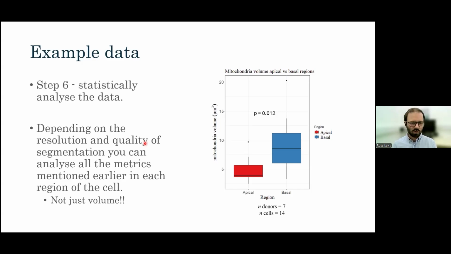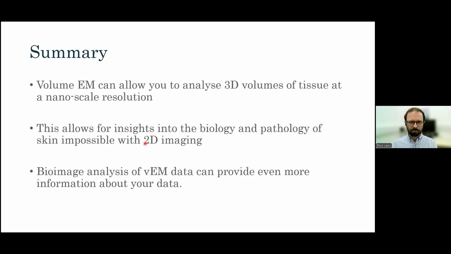But depending on the resolution and quality of the segmentation, you can actually analyze all of the metrics I mentioned earlier in each region of the cell. So not just volume in this case. So in summary, Volume EM can allow you to analyze 3D volumes of tissue at a nanoscale resolution. This allows for insights into the biology and pathology of the skin impossible with 2D imaging. And bioimage analysis of Volume EM data can provide even more information about your data as well.